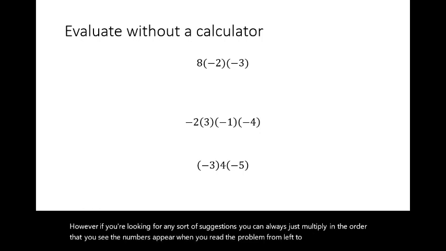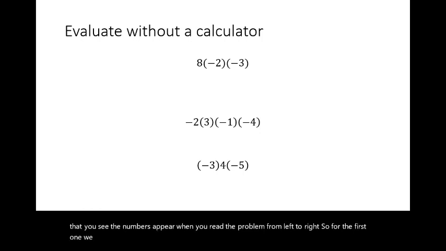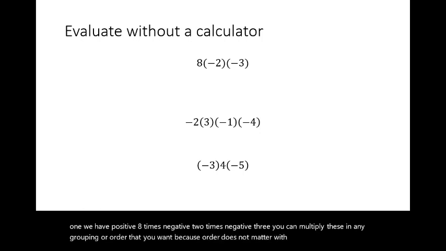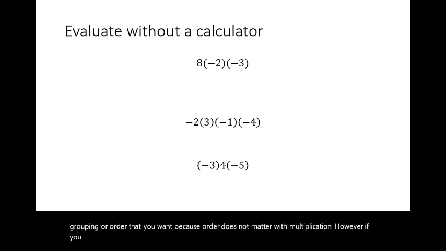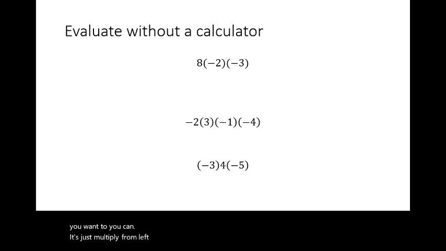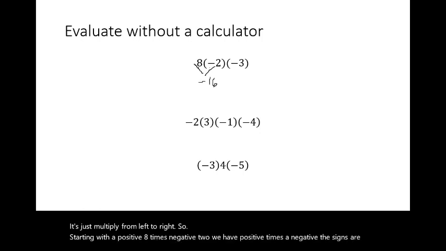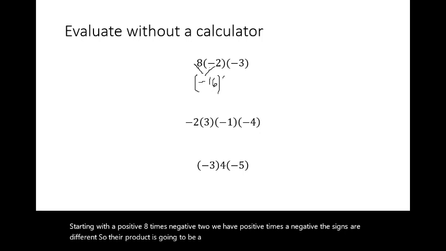For the first one, we have positive 8 times negative 2 times negative 3. You can multiply these in any grouping or order that you want because order does not matter with multiplication. However, if you want to, you can always just multiply from left to right. Starting with positive 8 times negative 2, we have a positive times a negative. The signs are different, so their product is going to be a negative 16.